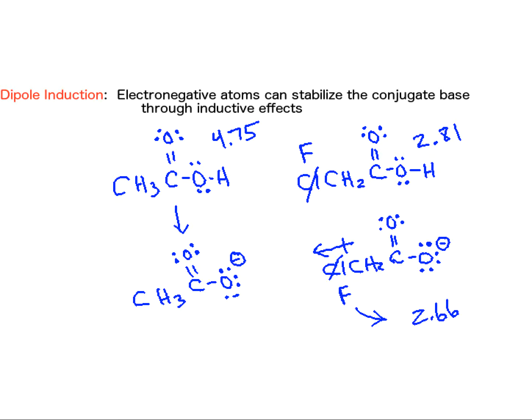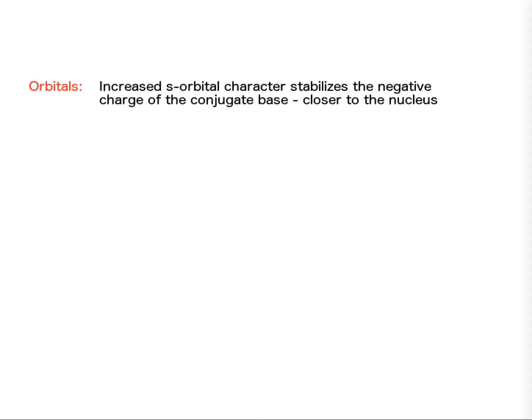Okay, the last criteria we're going to look at when we're thinking about relative acidity is, actually we have two more, right? We have orbitals. We're going to look at different orbitals, what orbitals are present in the conjugate base. And this is, again, a pretty simple concept. If we have a negative charge present in our conjugate base, if we can draw that negative charge closer to the nucleus of an atom, then it's going to be more stable than if it's further away.